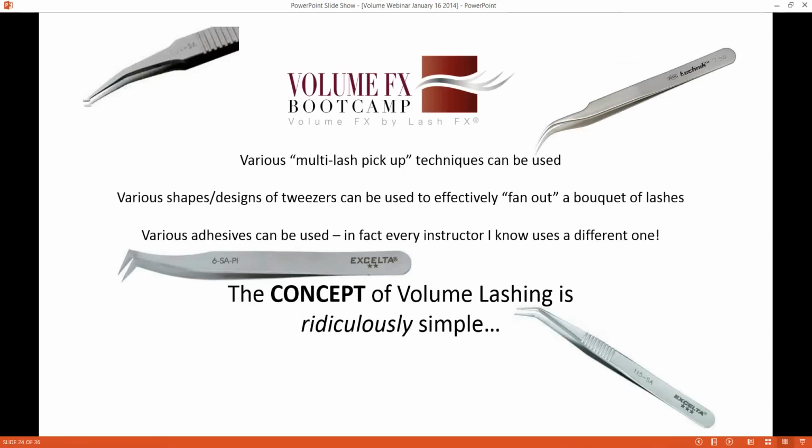And you can use pretty much any shape of tweezer to get the job done, as long as your tweezer is tuned so that it meets perfectly and so that you approach the lashes perfectly, so that you don't tweak them apart or split those bouquets apart.